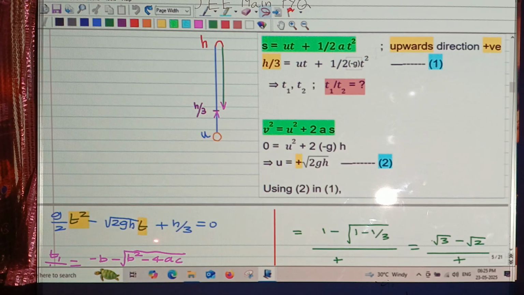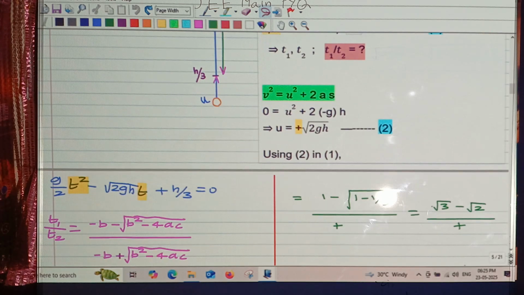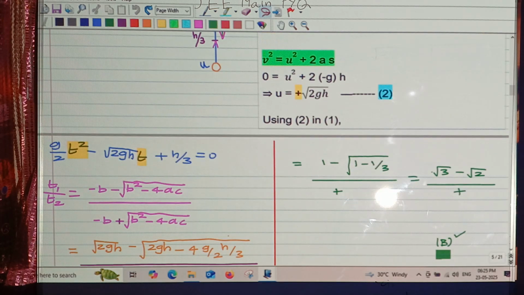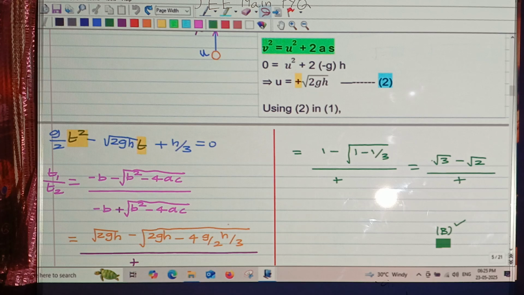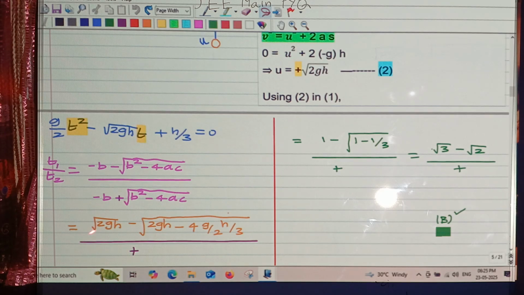So this is a quadratic equation. You have to solve for 2 times t1 and t2. And the ratio of those 2 times uses minus b, where b is this coefficient, a is the coefficient of t square, and c is the constant term. So this ratio t1 by t2, putting the values of b, a, and c, and cancelling root 2gh, we'll get 1 minus square root of 1 by 3 over 1 plus the same. So the correct option is option B.